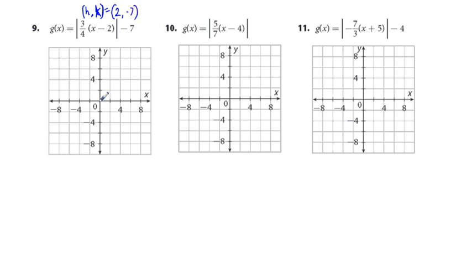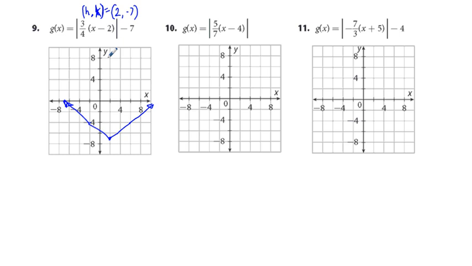If we go to the right and down 7, these are all 2 apart. So we go down 7 here. And we're going 3/4, so that's going to be up 3, over 4. So we're going to be looking like this, up 3 over 4. Something like this. That's what the thing should look like.